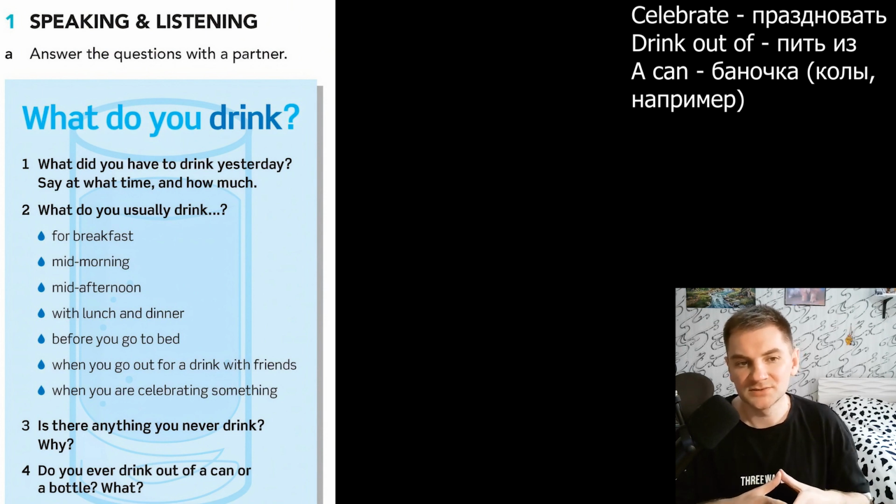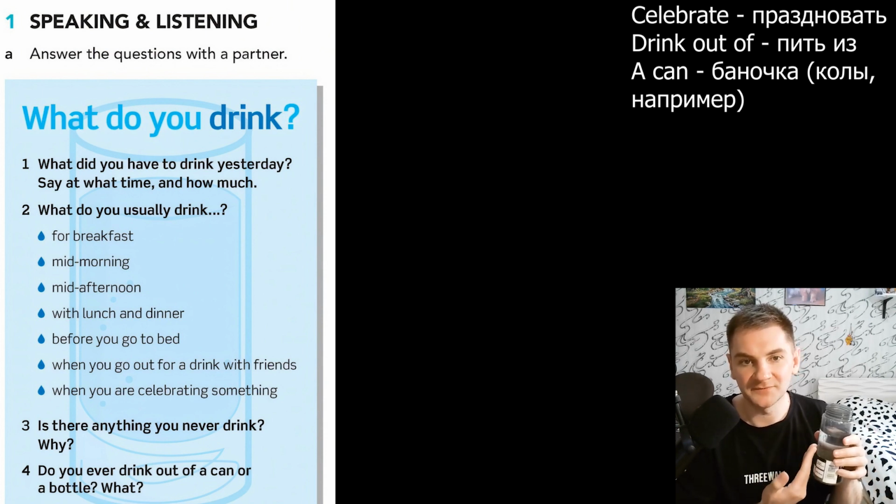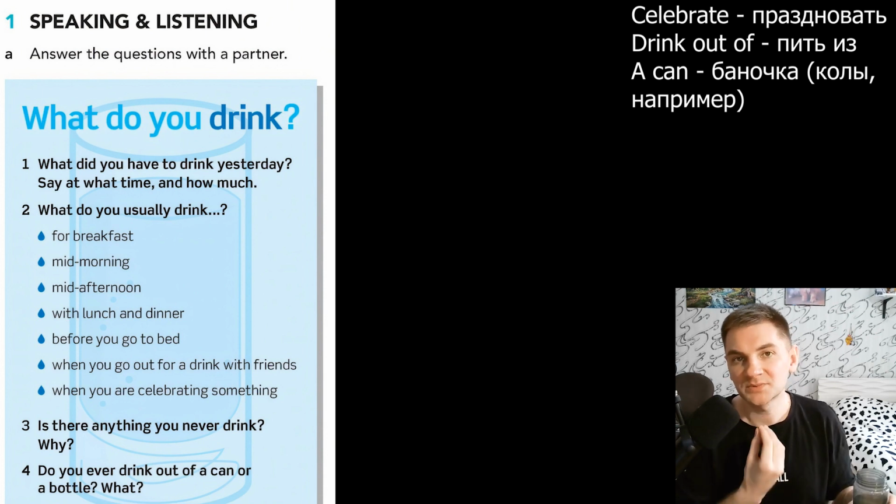Number 4, do you ever drink out of a can or a bottle? Yeah, I prefer to use cups and glasses usually, but maybe when it's very hot and I have someone to share with me, I can ask for sugary drinks and drink them out of a can or a bottle. And I usually drink water out of my bottle. I always fill it up. Now, what about you? Can you say something? Now it's your turn to speak.